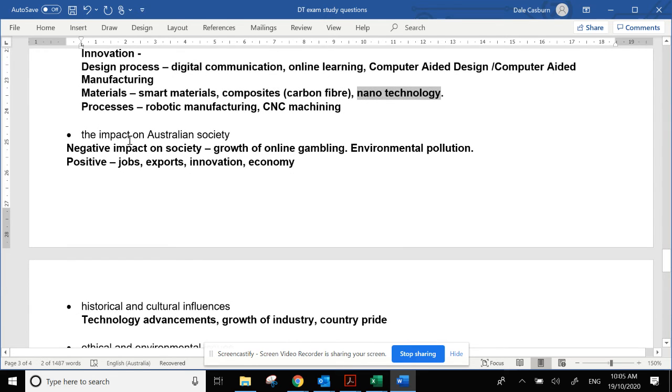The impact on Australian society of innovation, the negative impacts. I just gave an example there, just so you'd have a negative, and that was the innovative use of online gambling and the growth in that can have a societal negative impact, and environmental pollution can be a negative impact that may happen. Positives can be things like jobs, exports, innovation, good for the economy. I'm going to leave that one there and I'll come back in a sec.